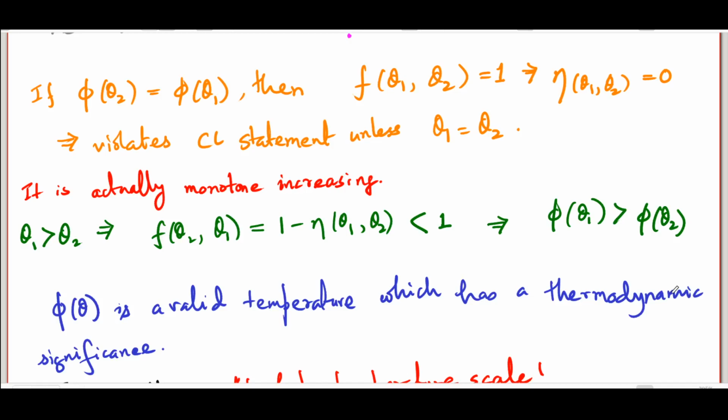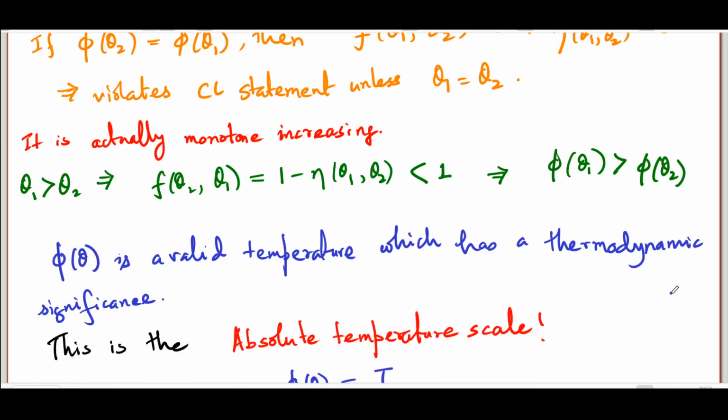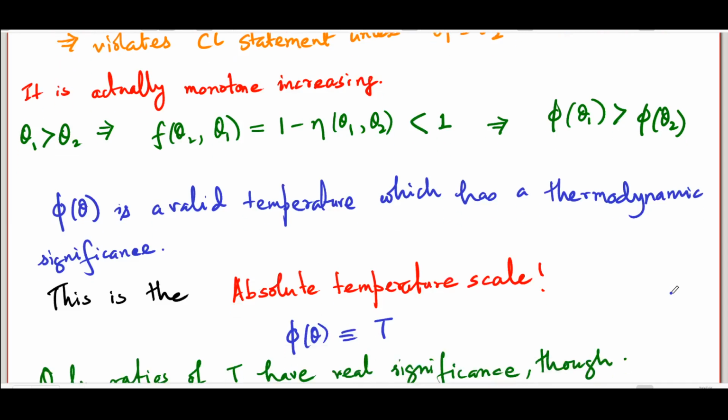So here, phi of theta is a valid temperature. It is a valid empirical temperature, but now it has an additional thermodynamic significance, which other empirical temperatures don't have. It has a significance that it gives you directly the ratios of the heats taken at two temperatures by a reversible engine running between two reservoirs. And this gives us what is called the absolute temperature scale. We define phi theta to be T.